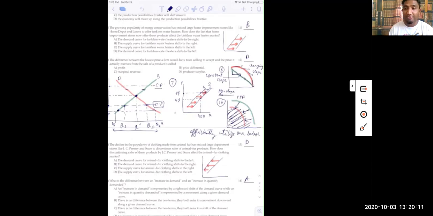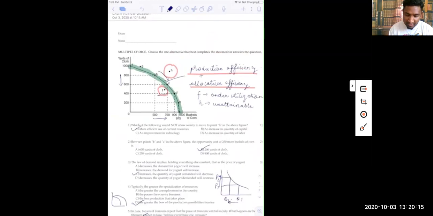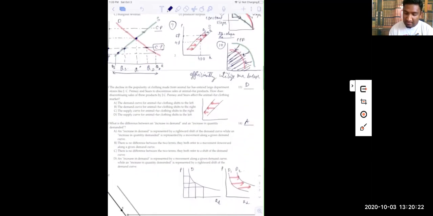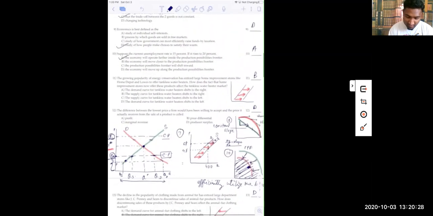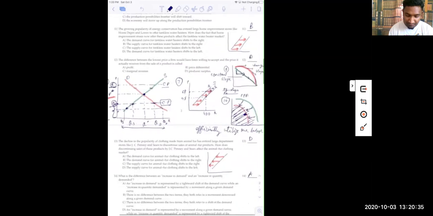So as we saw in the first question here, we are at point F when we are not able to efficiently utilize our resources. So in this case, we are not able to efficiently utilize our labor. So we will operate somewhere inside here. So the economy will operate farther inside the production possibilities frontier, A.